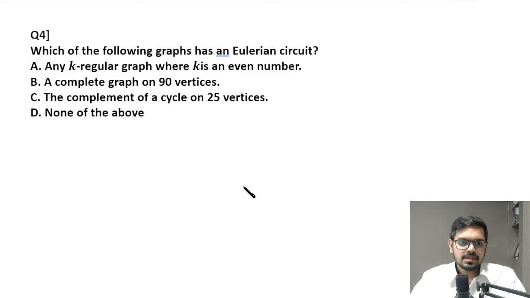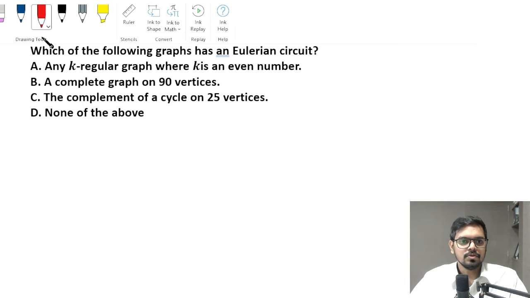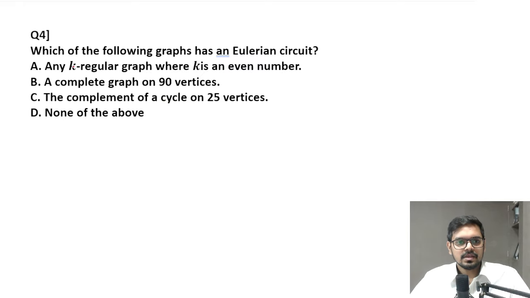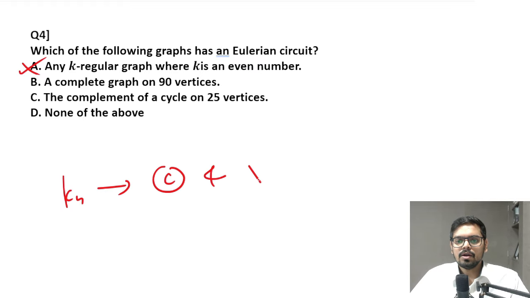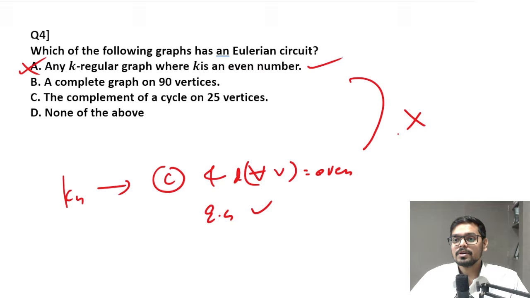Now the question says, which of the following graphs has an Eulerian circuit? We have 4 options. Pause the video, try, then look at my solution. Tried? You will say, sir, very easy question, option A is correct. That's what I expected. Absolutely incorrect. Sir, but in the class you told us K_n graphs are always Eulerian if it is connected and all the vertices have even degree. Yes, I have told, I agree. Then sir, same thing? No, these two are not the same.